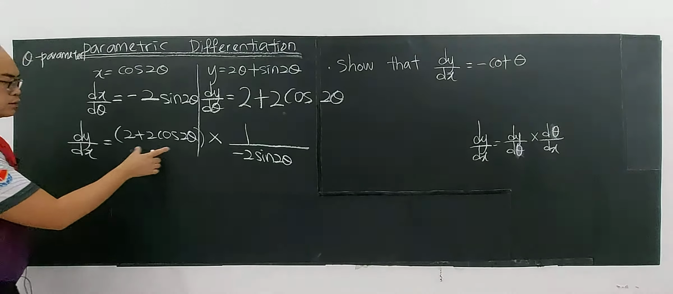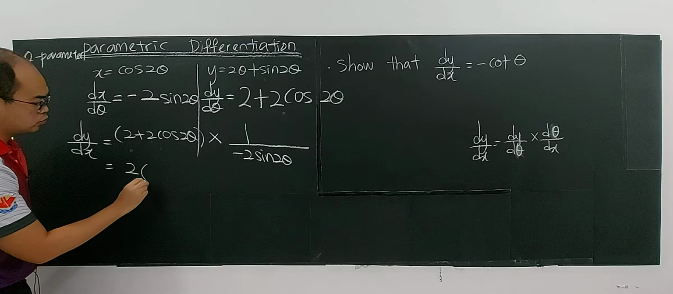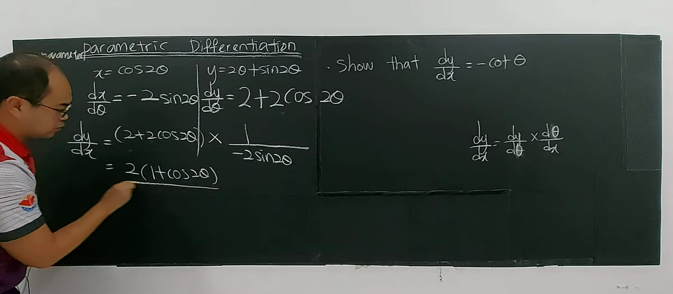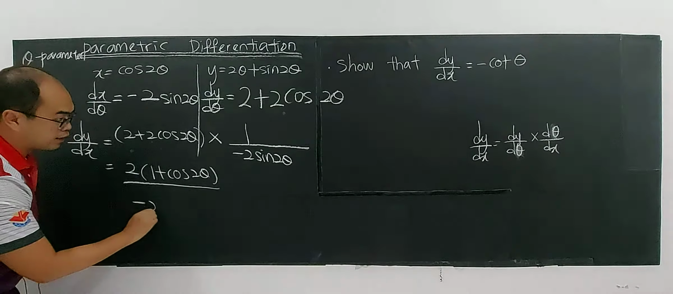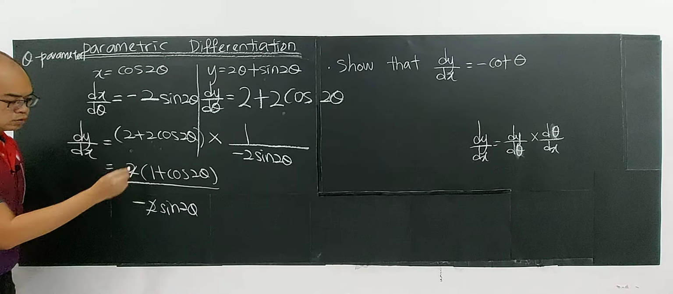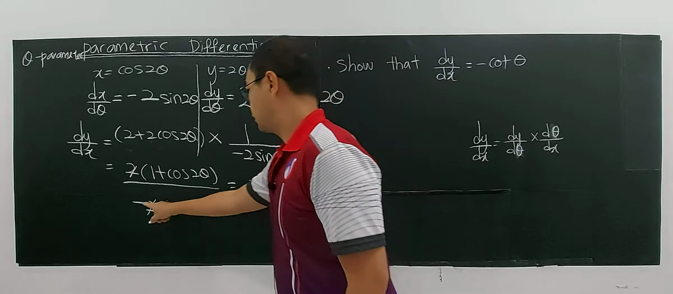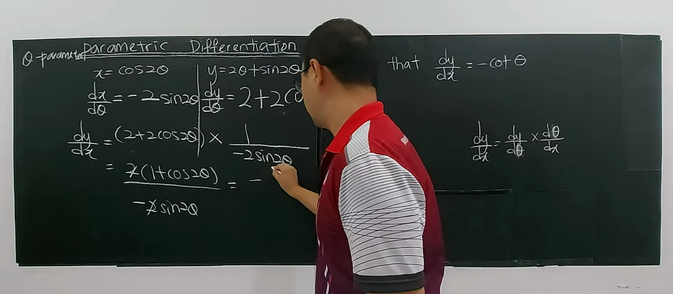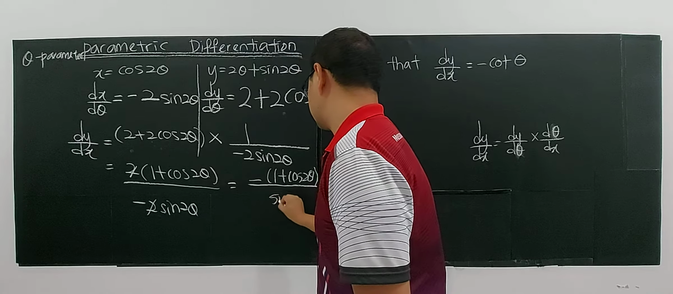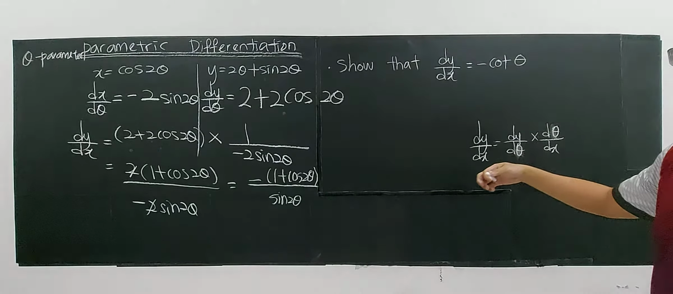If you multiply, you can factor out the 2, easy for you. Factor out the 2, you will have 1 plus cos 2 theta, multiplied by 1 over, which means divided by, negative 2 sine 2 theta. The 2s cancel, so you are getting negative 1 plus cos 2 theta over sine 2 theta. You have already applied the parametric differentiation, and you're getting this one.